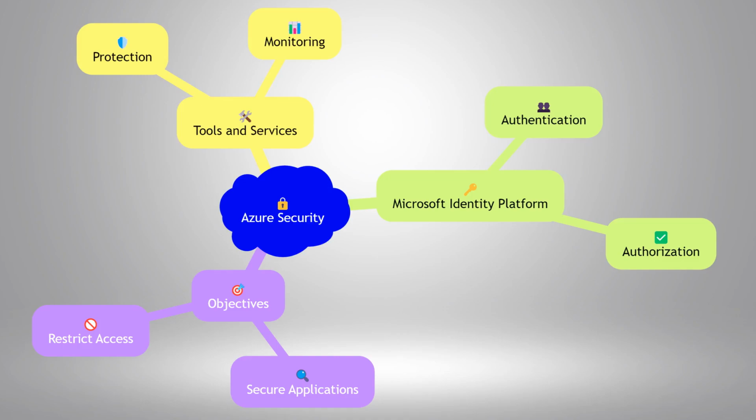In the realm of cloud computing, security is paramount. Azure provides a robust set of tools and services to ensure that your applications and data are protected. One of the key components of Azure security is the Microsoft Identity Platform, which helps in authenticating and authorizing users. This presentation will delve into the intricacies of using the Microsoft Identity Platform to secure your applications, ensuring that only authorized users have access to your resources.